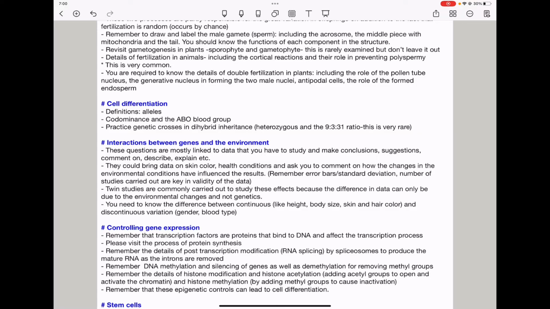Twin studies are commonly carried out to study these effects because the differences in data can only be due to the environmental changes and not due to genetics. You need to know the difference between continuous variation, like height, body size, skin and hair color, and discontinuous variation, like gender, blood type, and so on.